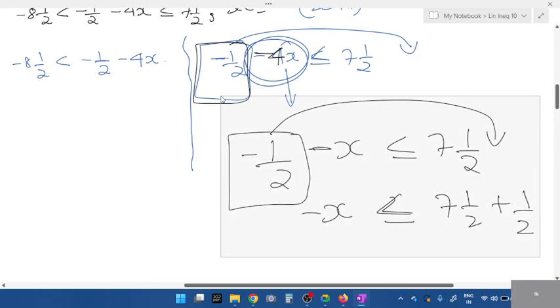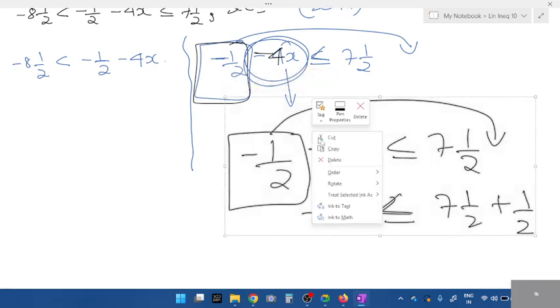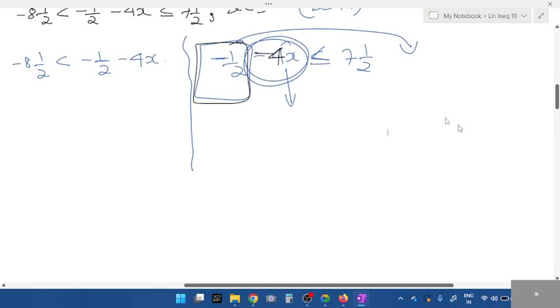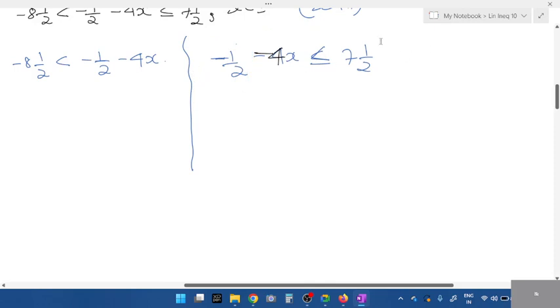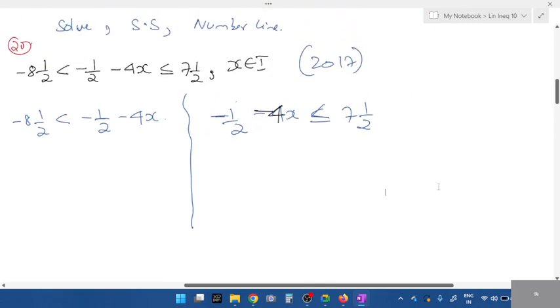The concept is anything which is next to x, students. Just next to x, that will get multiplied and divided. Okay, try. I'll explain. I'll give another 2 or 3 examples based on that.